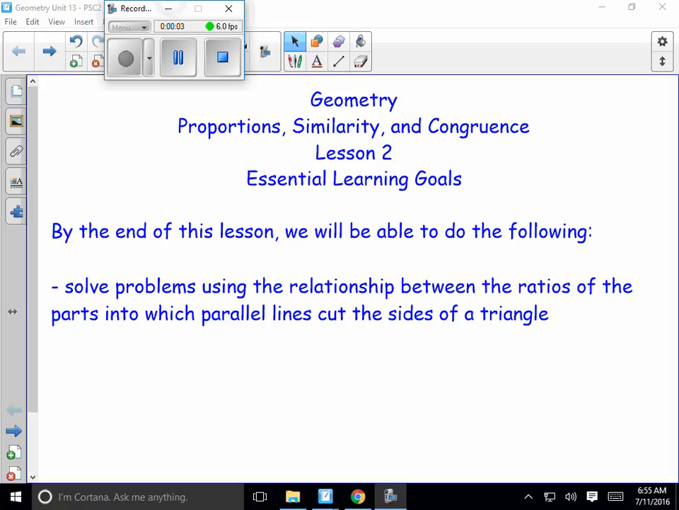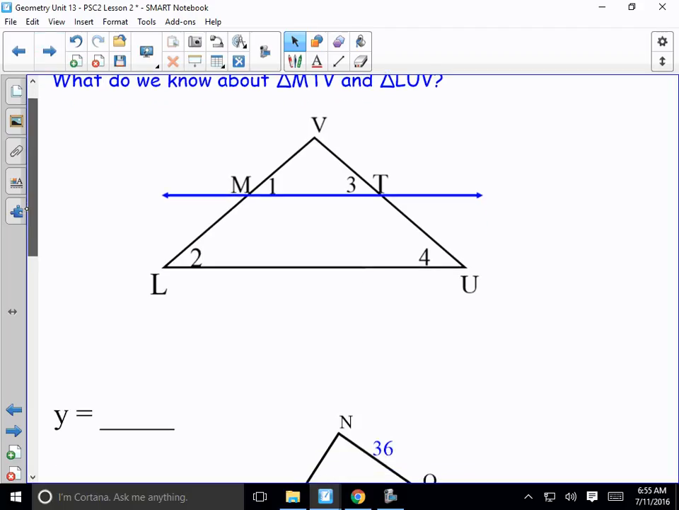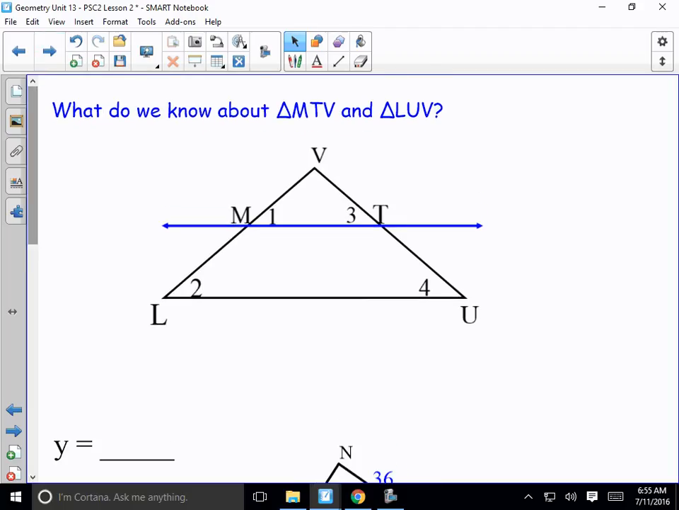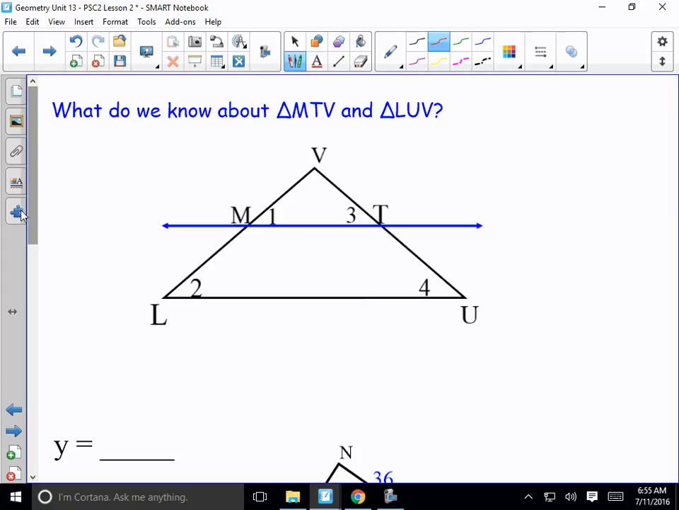Hello and welcome to today's lesson where we're going to look at the relationship between the ratios of the parts and when parallel lines are cutting through the sides of a triangle. Okay, so now when we look at these triangles, we've got two triangles here embedded into one another, and we're dealing with parallel lines. So if we know that this top line is parallel to this bottom line, okay, this goes back to some of our first things that we worked with in geometry.